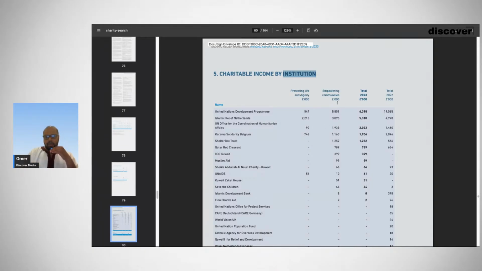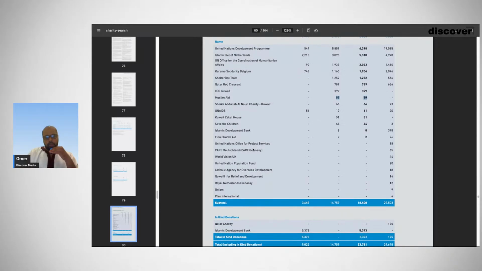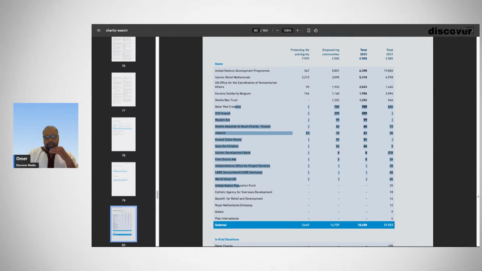Now, this is in thousands. So, United Nations Development, this is how much they got off them. This and that. Kuwait, this is how much they got from Kuwait. Muslim Aid granted them this amount. So this tells you that okay, there's a pattern here.